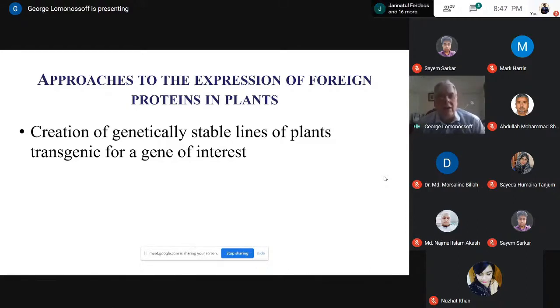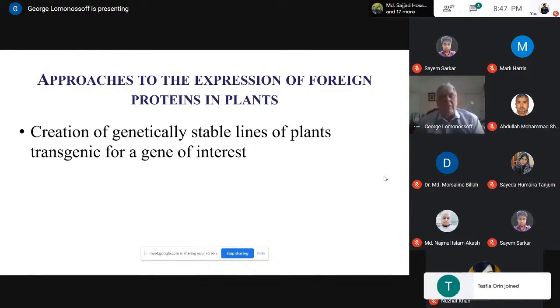Similarly, for things like Bt toxin, you can get varieties of cotton which are transgenic for the Bt toxin, which then prevents the cotton boll weevil, the insect, from destroying the cotton. And that would just be restricted to the cotton plants.